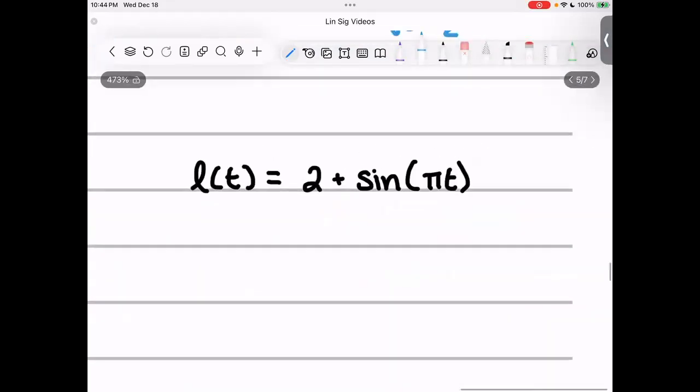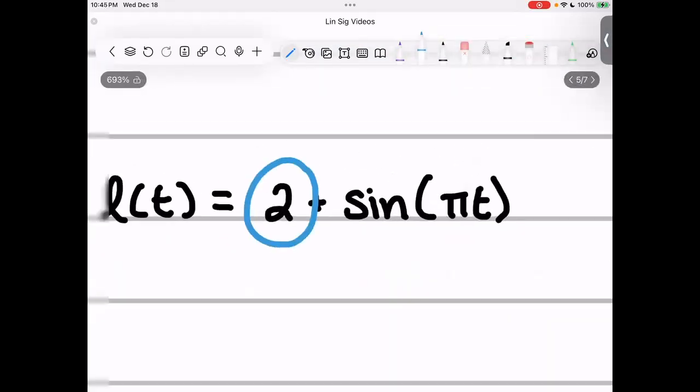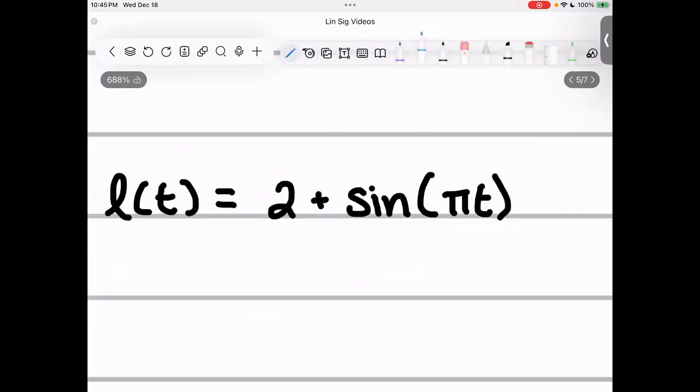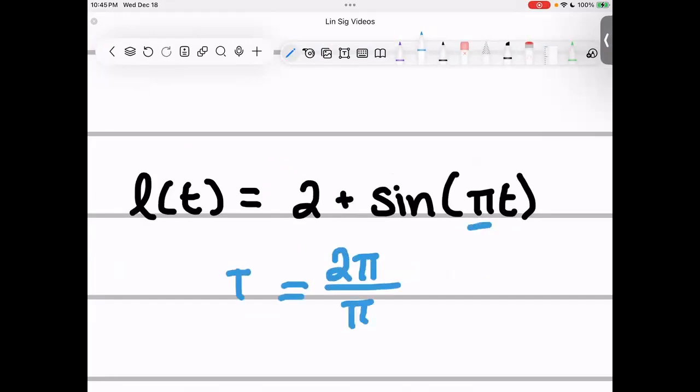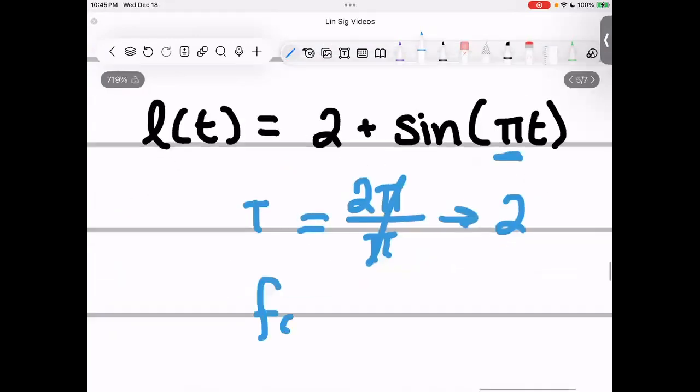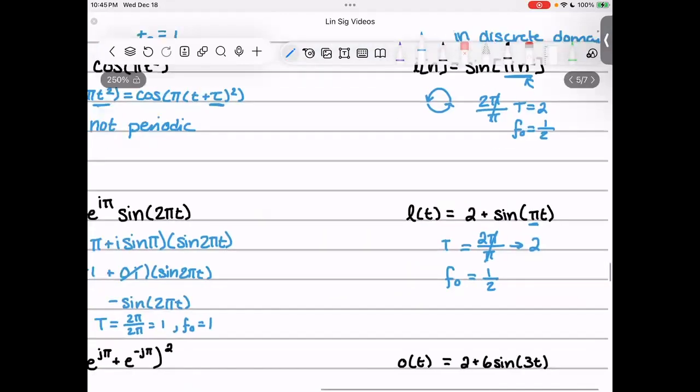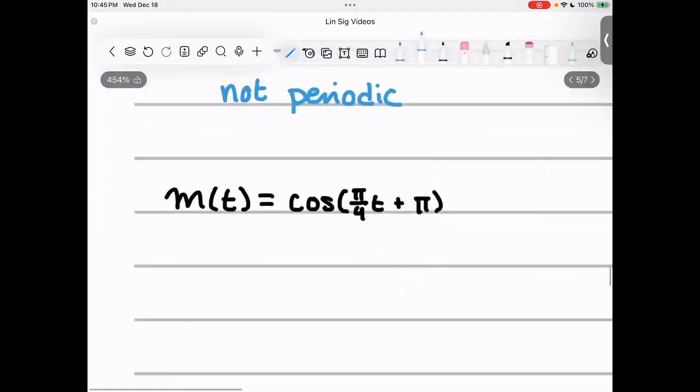Let's do another one. Again, we're shifting up here, so we can actually ignore this constant on the outside. T equals 2 pi over b, which is just pi here. It's 2, and your base frequency is 1/2. Okay, let's keep going. We have a few more left.